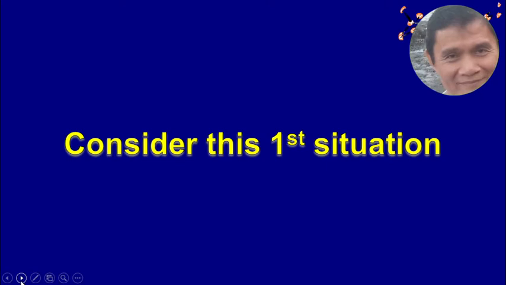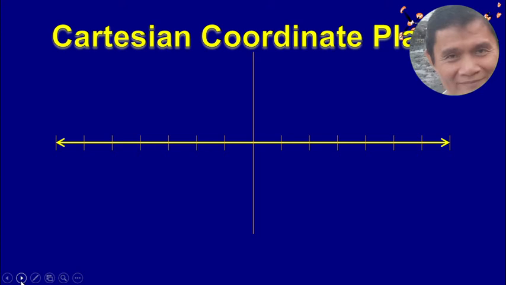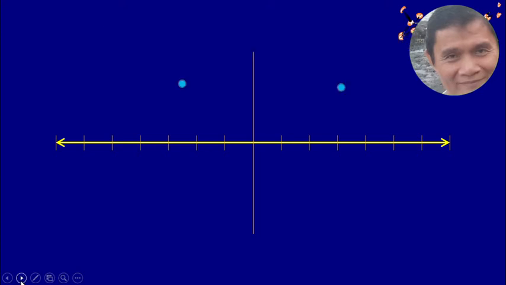Now, consider, for example, our first situation. Remember, our topic was charges. And let's say we have a Cartesian coordinate plane. Then, we introduce dalawang charges. Now, when I use blue, it means positive charge. Okay, they are both charged at 1 coulomb. And then they're placed on a coordinate plane with ang size ng unit niya is 1 meter kada unit.